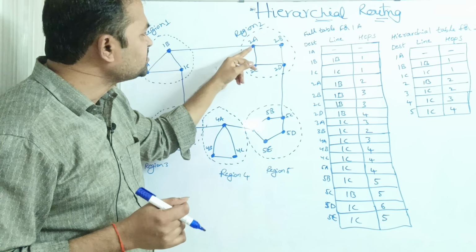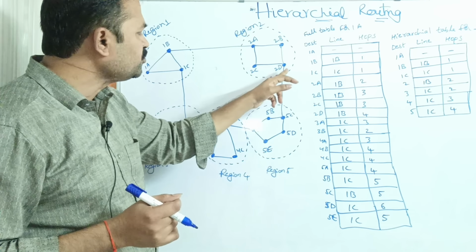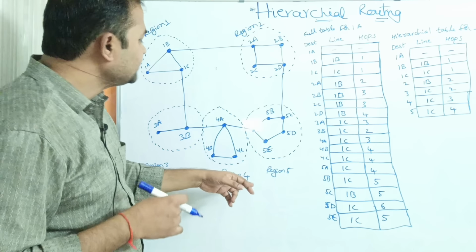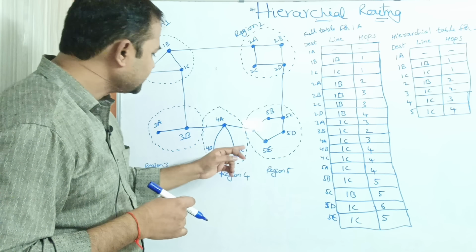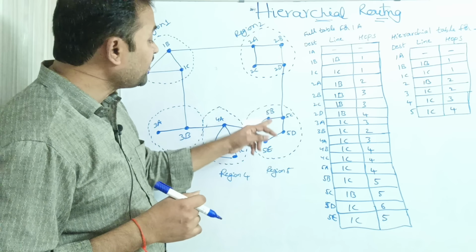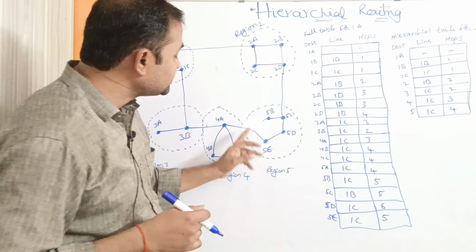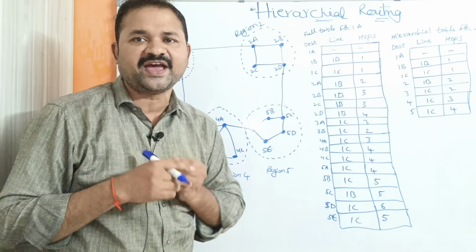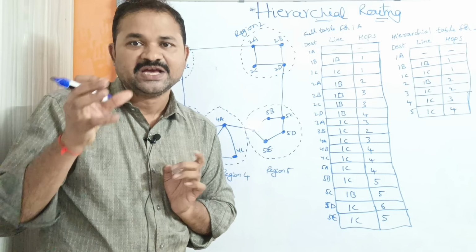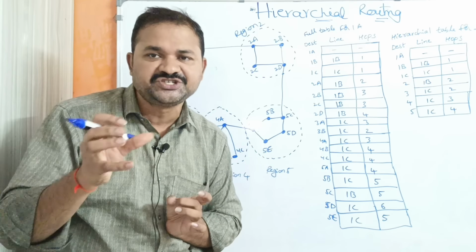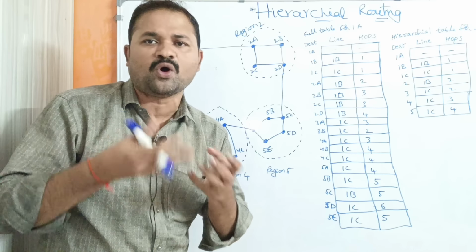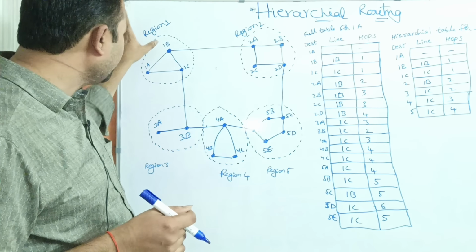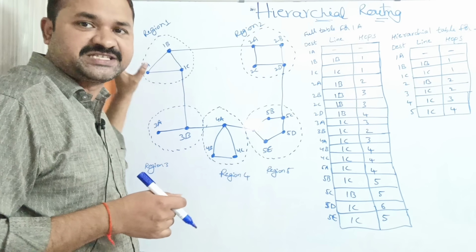Likewise, region 2 contains 4 routers such as 2A, 2B, 2C, 2D. Region 3 contains 2 routers such as 3A, 3B. Region 4 contains 3 routers such as 4A, 4B, 4C. Region 5 contains 5 routers such as 5A, 5B, 5C, 5D. So here the big network is divided into various subnets, where each subnet is called a region. So region means a collection of routers. If we take region 1, it contains 3 routers: 1A, 1B, 1C.